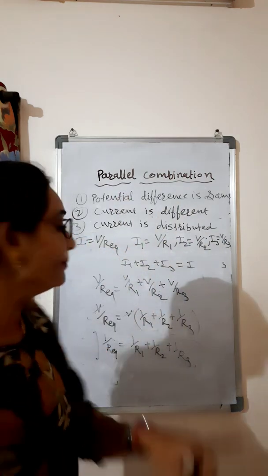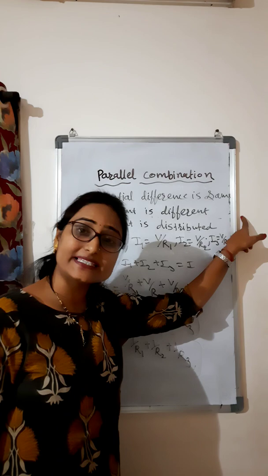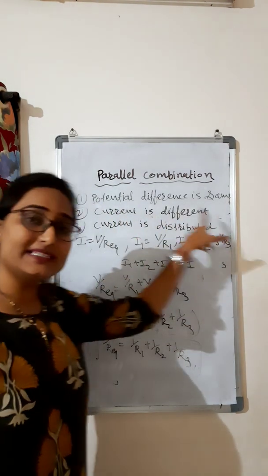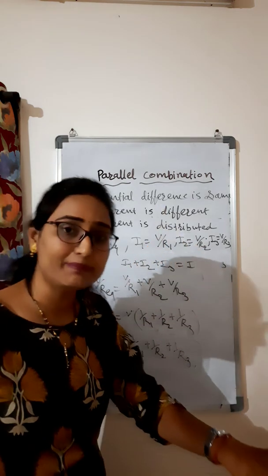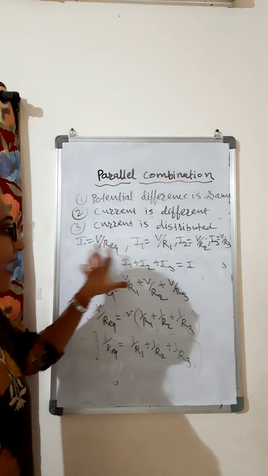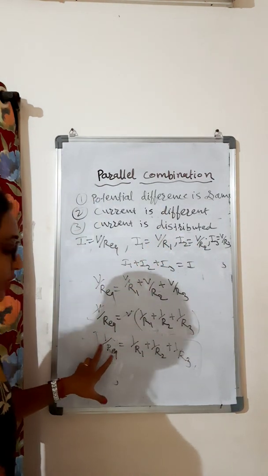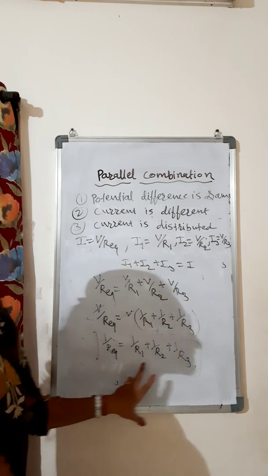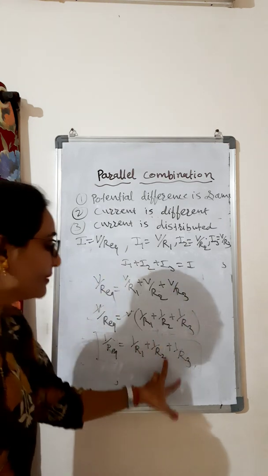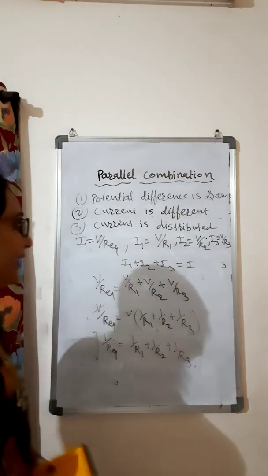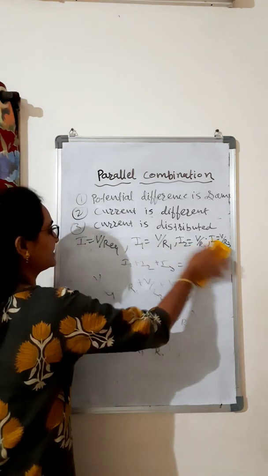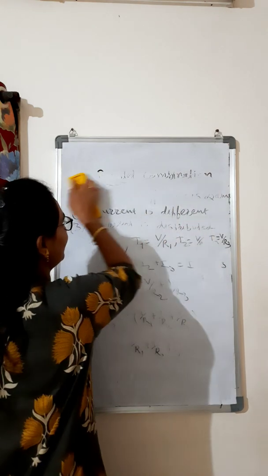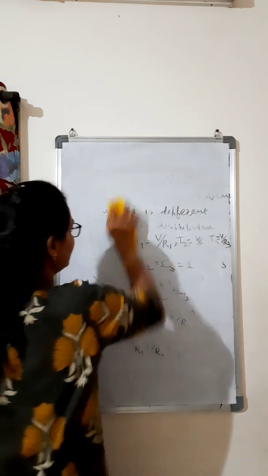So in parallel combination, potential difference is the same. Current is different in parallel combination. Current is distributed in parallel combination. What is the formula you got for R equivalent? 1 by R equivalent is equal to 1 by R1 plus 1 by R2 plus 1 by R3. Suppose I write the difference between parallel combination and series combination.